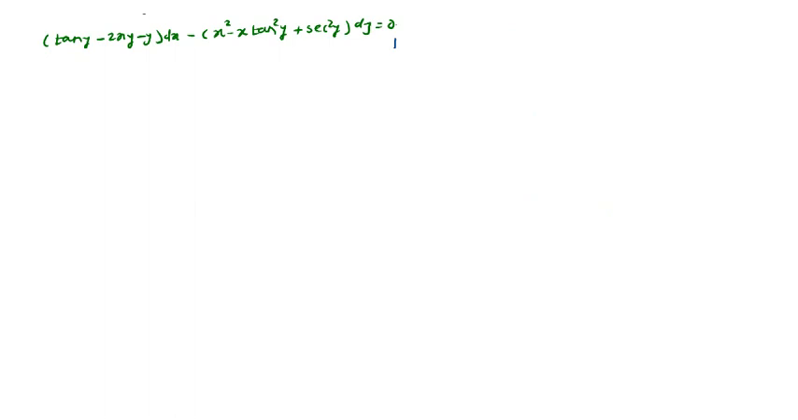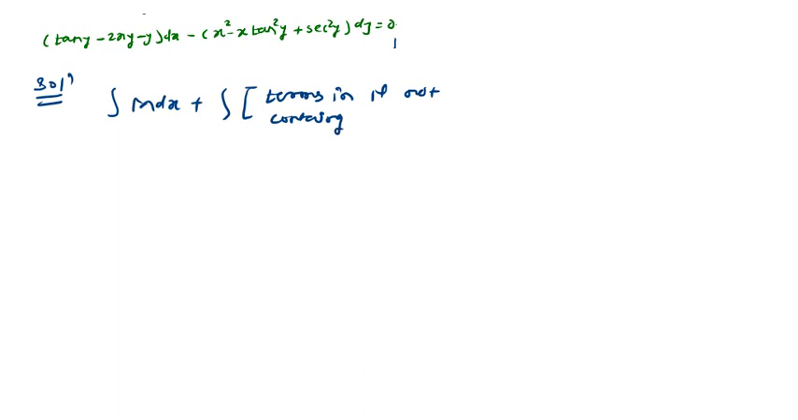So to find the solution for this, what will be the solution? The solution for this differential equation will be integration of M dx plus integration of terms in N not containing x, dy. That means we don't need the term which has the variable x. That's it. So we'll put the values.